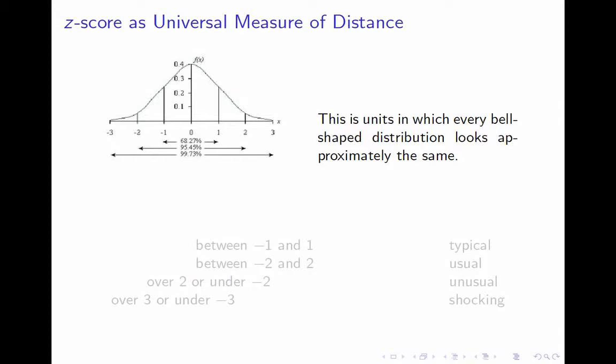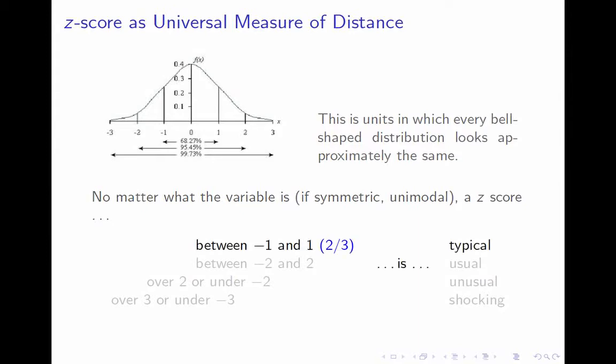That's a statement that has nothing to do with the units of the variable you're using. It's universally true as long as the data is symmetric and unimodal. What does that mean? That means that no matter what, about 2/3 of the data has a z-score between -1 and 1, so that would be typical. It's a woman who's not particularly tall or not particularly short. The middle 2/3 of all women have z-scores in that range.